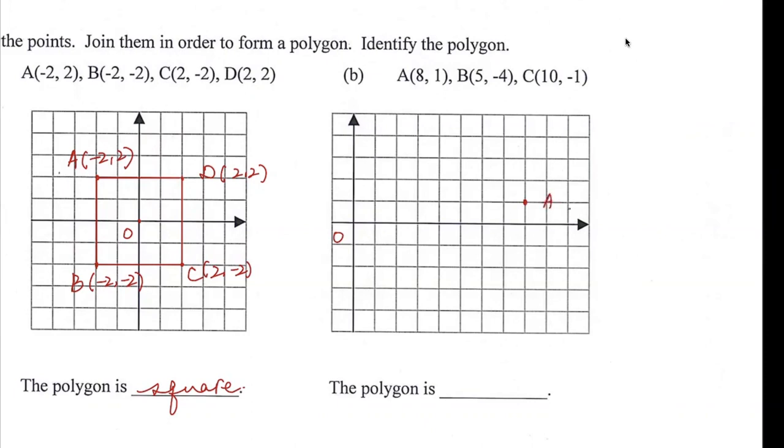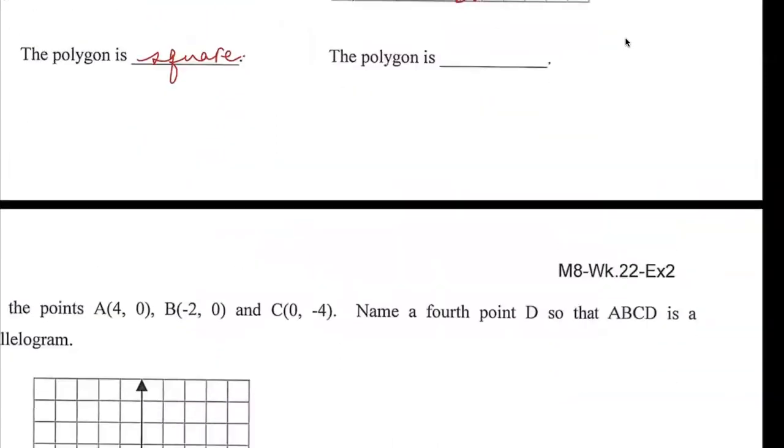And now we have 5, -4. 1, 2, 3, 4, 5. Minus 1, minus 2, minus 3, minus 4. This is minus 4. This is B, right? And then we have 10, -1. This is C. And now we just need to join the vertices. Okay. And we can see that this polygon is a triangle.